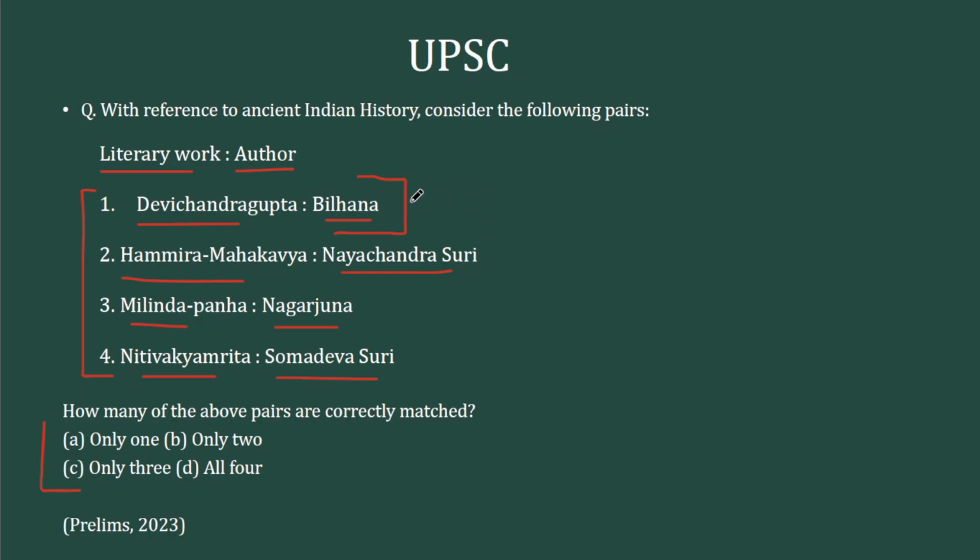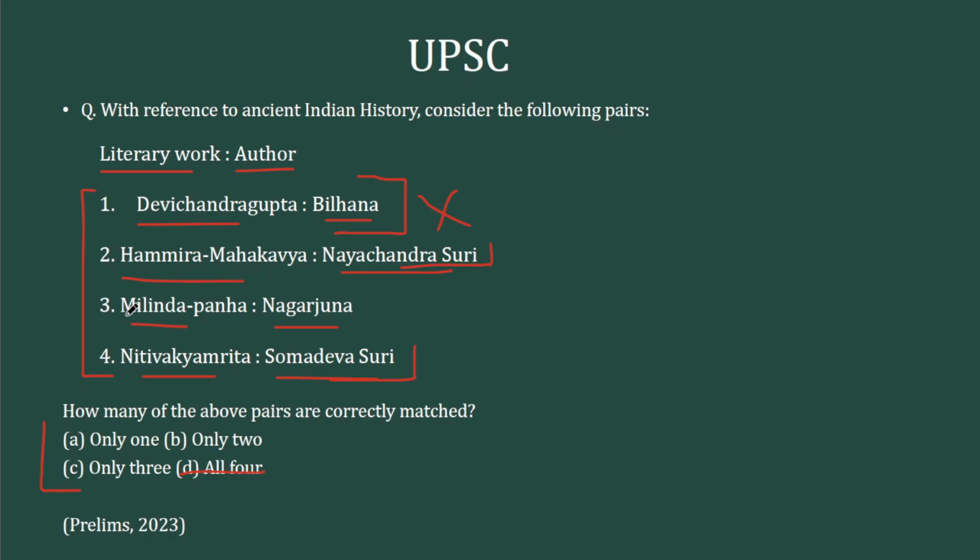If you don't know that, this question is unattemptable. If you know that, one of the options can be cut down. So Devi Chandragupta is that famous text by Vishakhadatta. So this option is wrong. So all 4 can be eliminated. Now the second option is not that familiar. It's not that famous. The last option is also not that popular.